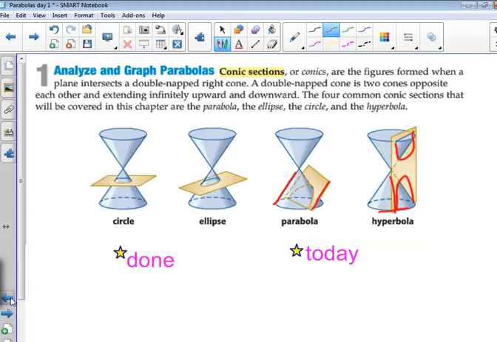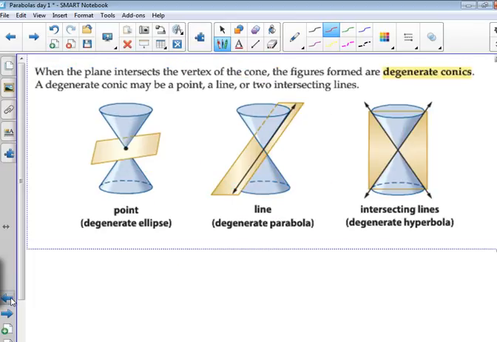These are the 4 things you have to know. They're all on the pink sheet. Now, these we're not going to study; we've already studied point, lines and intersecting lines in geometry, right? But these are called conics.